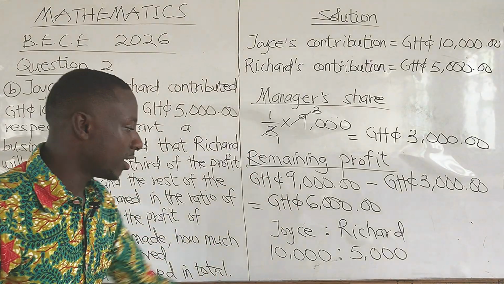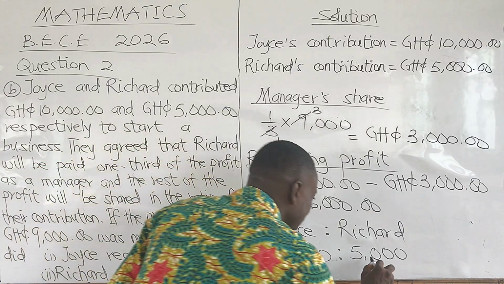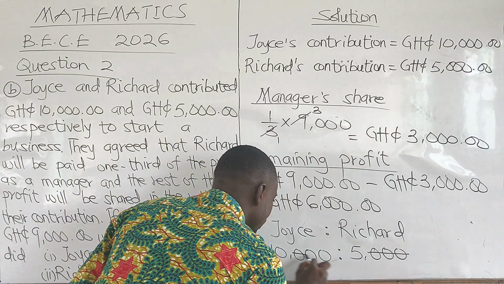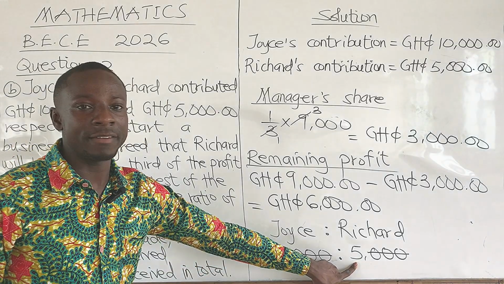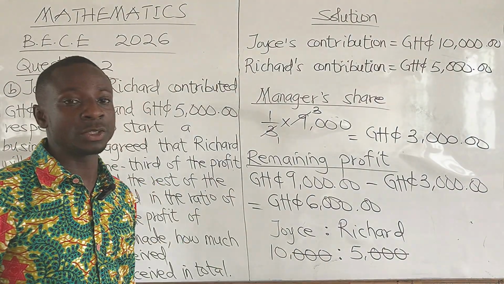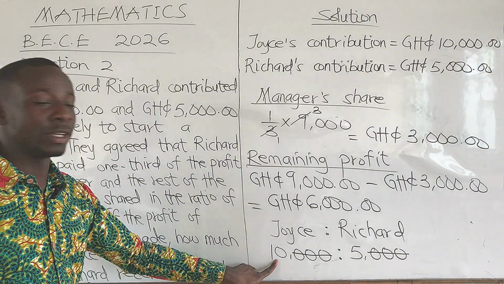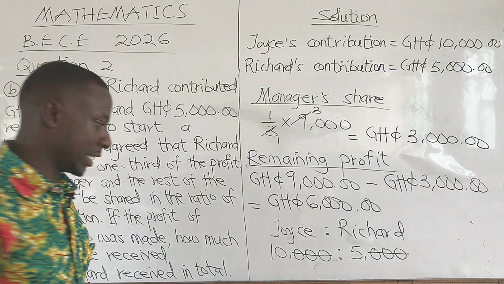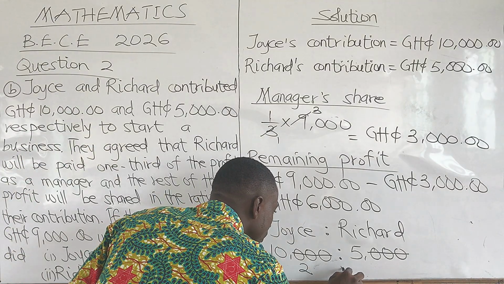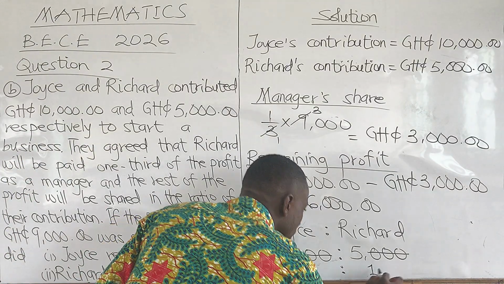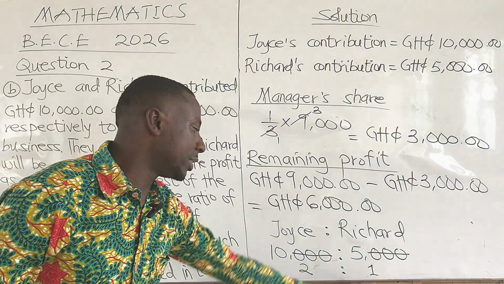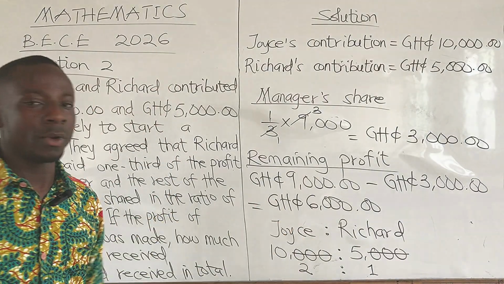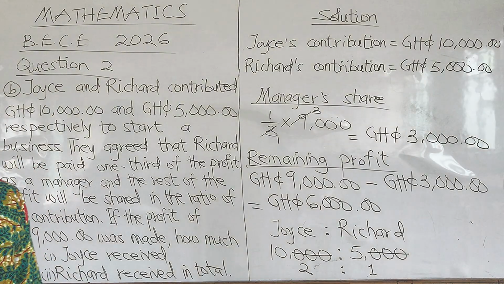So from here, I'll first of all cancel the 3 zeros. Then we could see that we have 10 here, we have 5 here, but 5 goes into itself 1 time, and it will go into 10 how many times? 2 times. 2 is to 1. So this is going to be the ratio. So now we are going to use this ratio to share among Joyce and Richard.